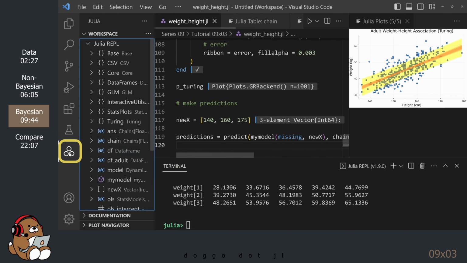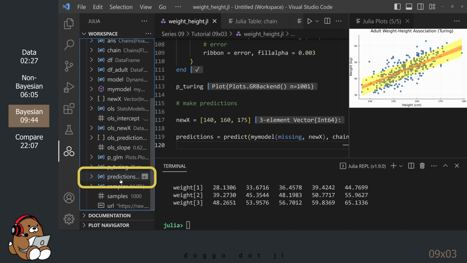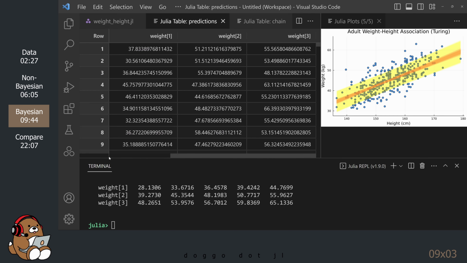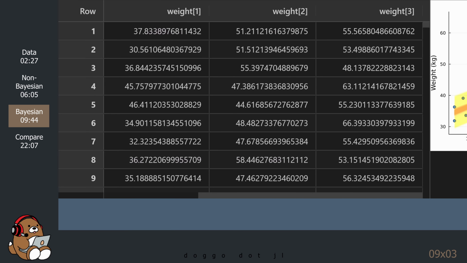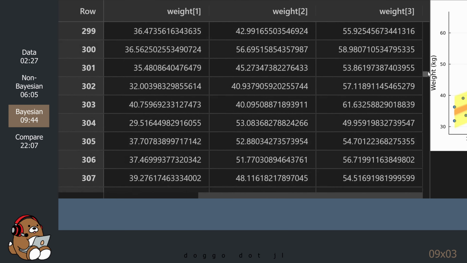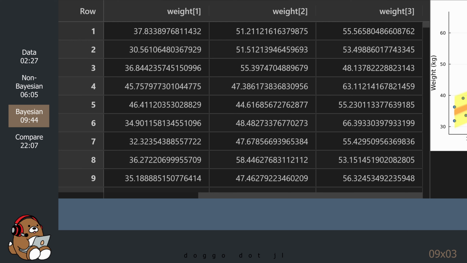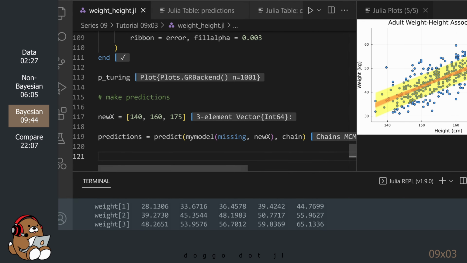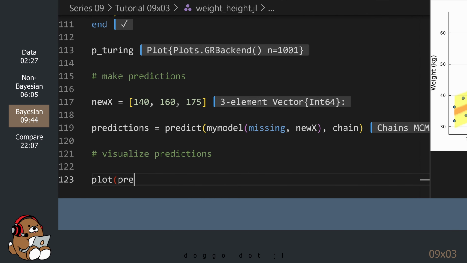Click on the Julia logo icon and click on the table icon for the predictions variable. As you can see, the predictions variable is another chain. There's a column for each of the 3 weights, and there are 1,000 rows. So the predict function in Turing went through each row of the chain and made a weight prediction for each of the 3 new heights. Just like any other chain, you can use the plot function to visualize these predictions.